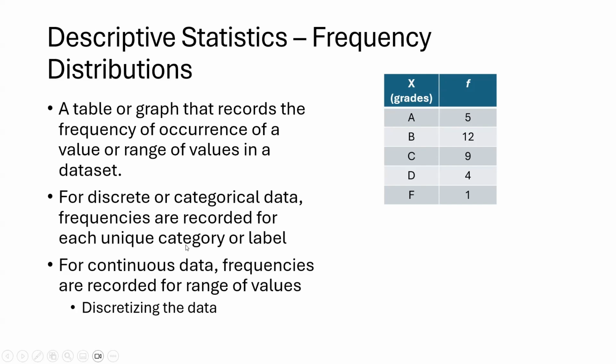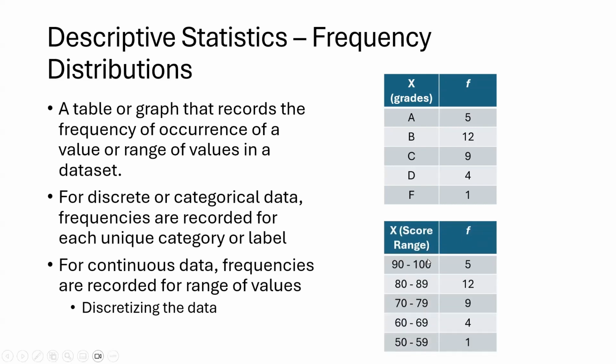But for continuous data, we cannot do this. The reason is that we cannot possibly list all of the unique values which are possible on a continuous scale because those are going to be infinitely many. So what we do is we divide the entire range of the data set into subranges and we call them classes or intervals. And then we record the frequencies or counts of values occurring in each of those intervals, such as in this case.